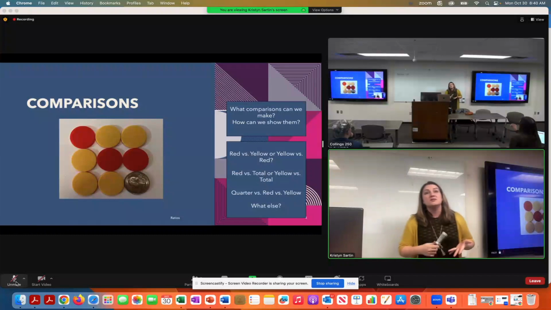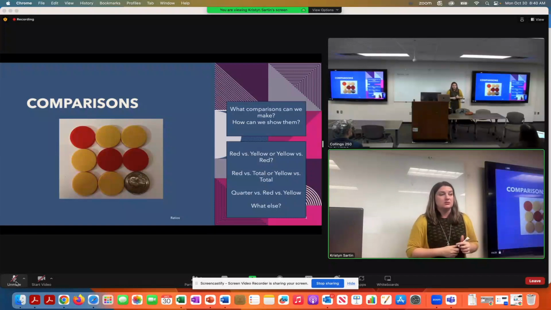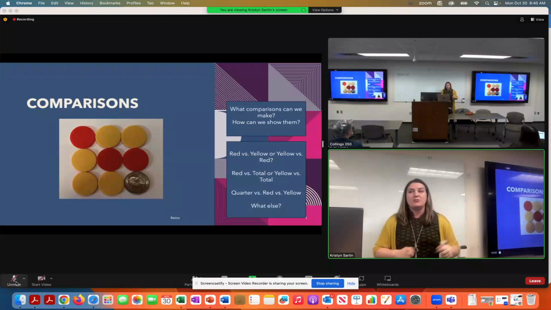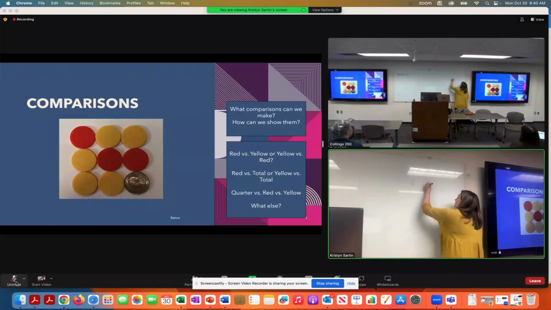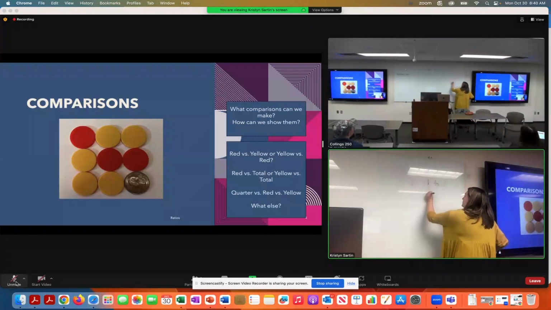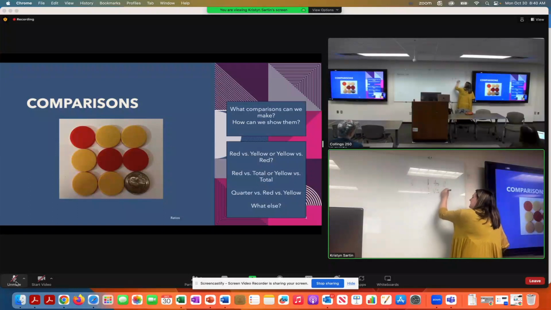Okay, so what are some things that we could compare quantities of in this image? Coins to counters. And so that would be how many coins versus how many counters. How would we express that? 1 compared to 8. Or we could say 1 versus 8.